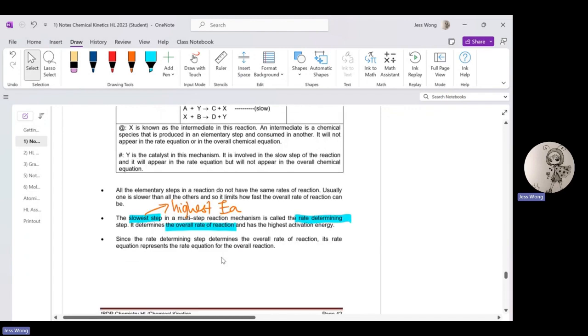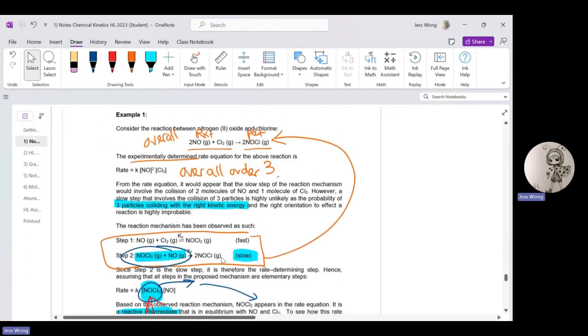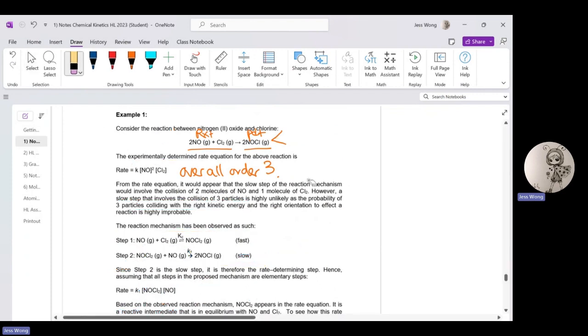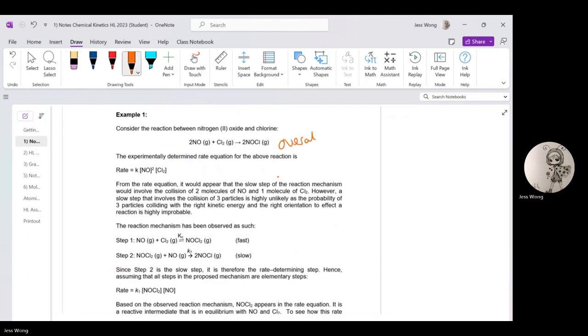Okay, so let's look at some examples. We talked about this example over here. If you remember, I will do a very quick recap of this example. First we have this equation, which is the overall equation. After we have conducted an experiment, we got the experimentally determined rate equation from our data.